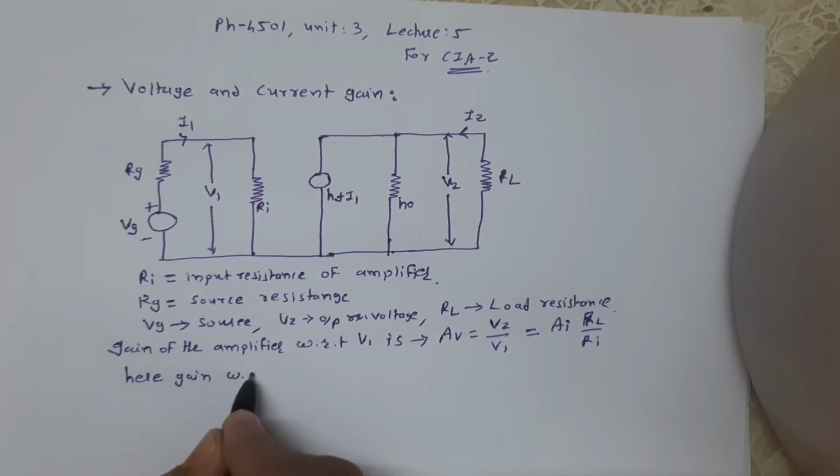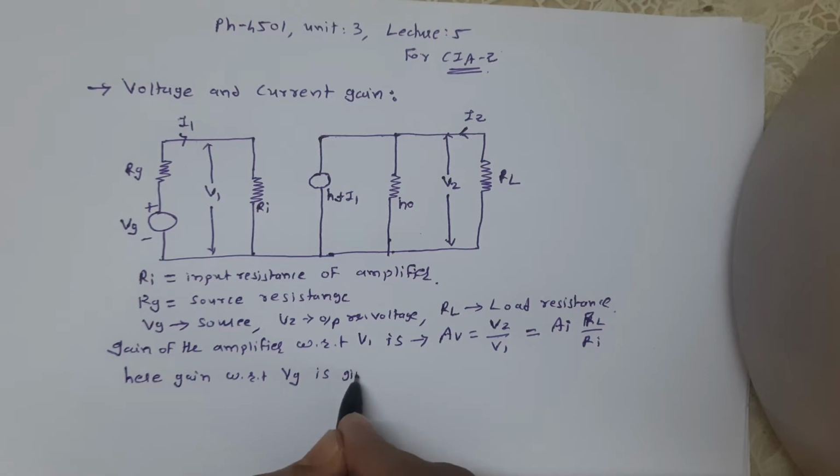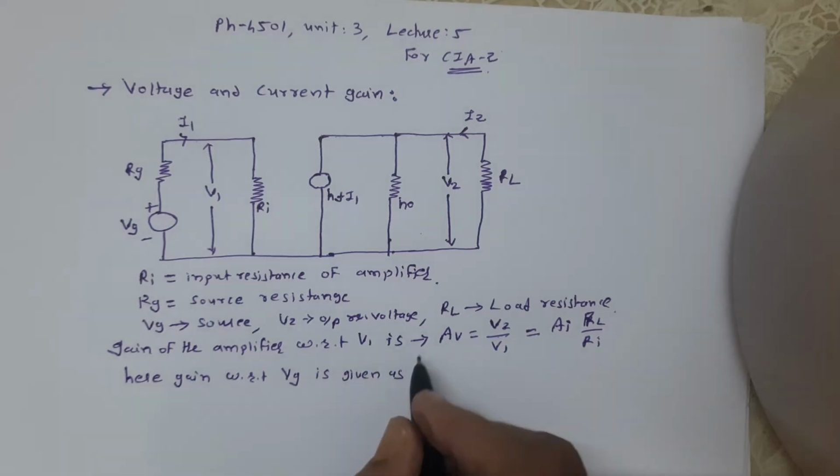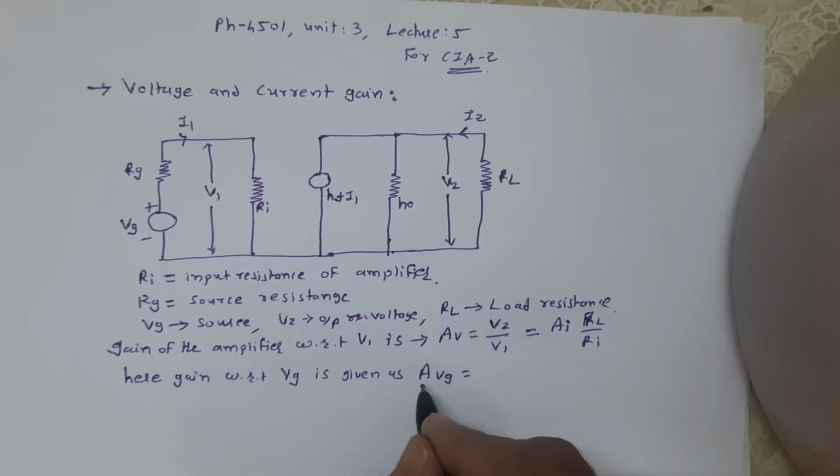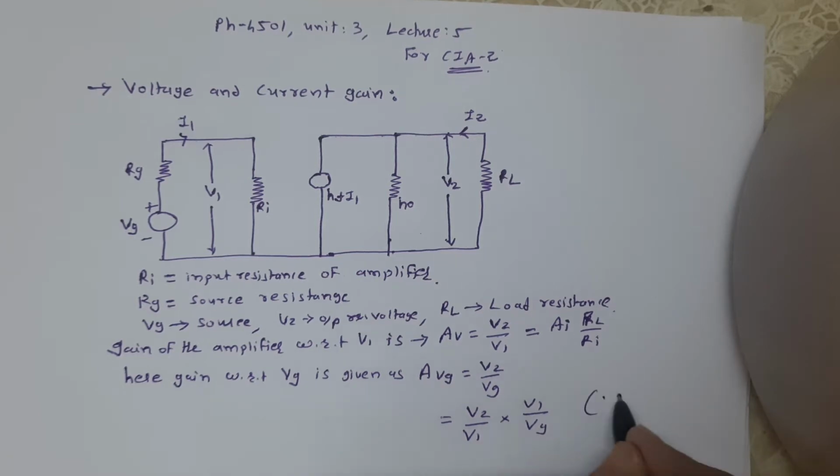But gain with respect to Vg is given as AVG, the symbol of gain with respect to Vg. It is equal to V2 upon Vg. This is equal to V2 upon V1 into V1 upon Vg.